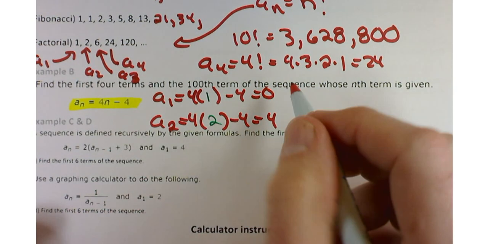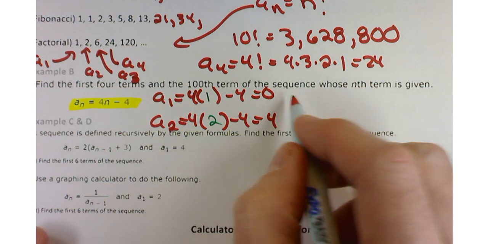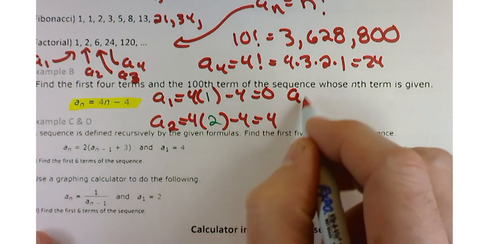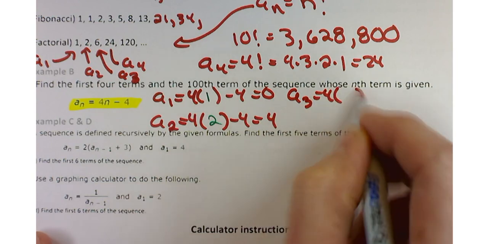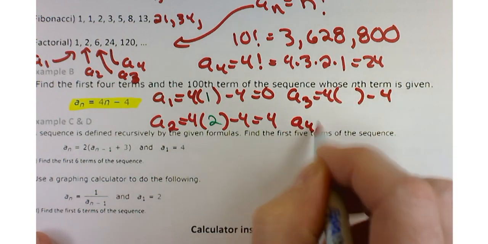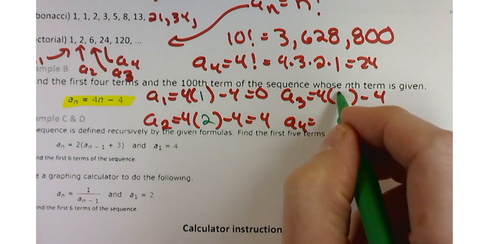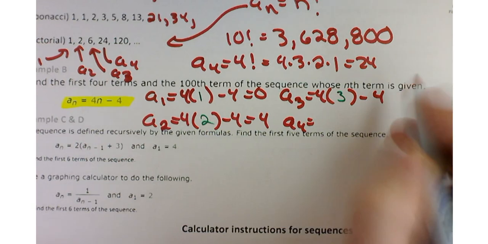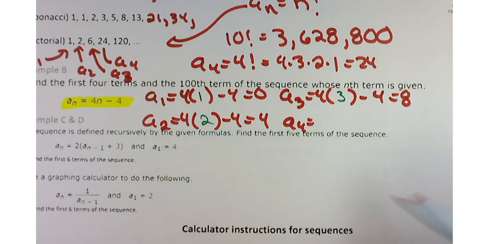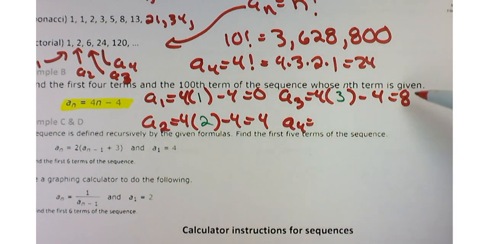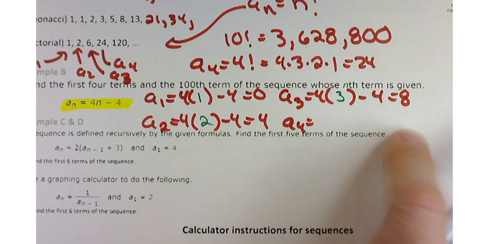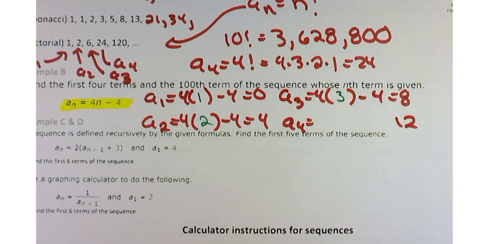And let's do 2 more. You're asked to find the first 4 terms and then the 100th term. So a sub 3 and a sub 4. Now after you get up to a sub 3, you might start seeing a little bit of a pattern here. 12 minus 4 is 8. 0, 4, 8. What's the next one? 12. Pretty easy on that stuff right there. All right, this is just an arithmetic sequence. You're adding 4 to get from one term to the next.